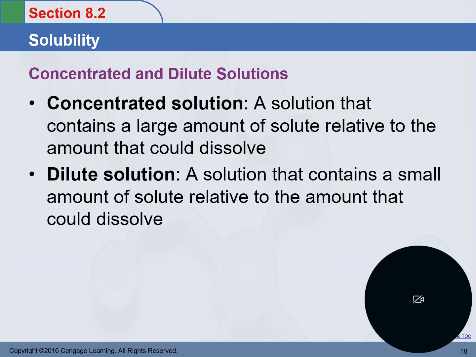The terms concentrated and dilute are also used to convey qualitative information about the degree of saturation in a solution. A concentrated solution is a solution that contains a large amount of solute relative to the amount that you could dissolve, and a dilute solution is a solution that contains a small amount of solute relative to the amount that could be dissolved.